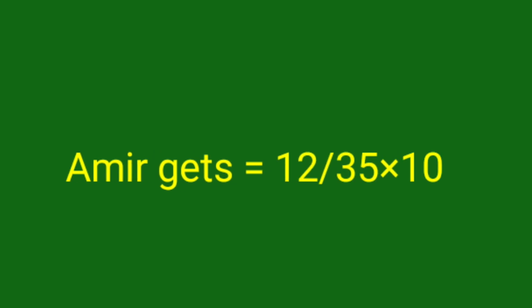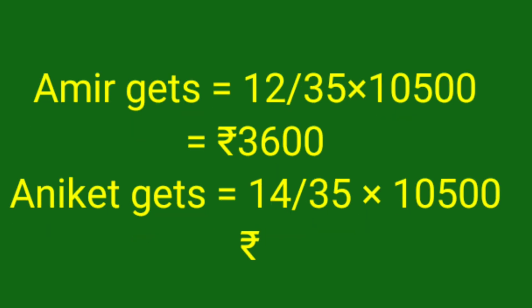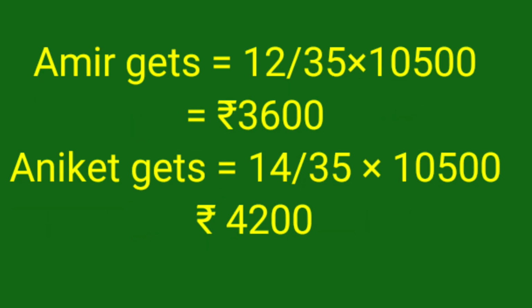That is, Ashish gets 2,700 rupees. How much does Amir get? Let us do the work. Same work. You cancel 10,500 by 35, again you will get 300. 300 into 12 is 3,600. Aniket gets 14/35 into 10,500. Again you cancel 10,500 by 35, then 300 into 14 is 4,200. Then we can take them together.